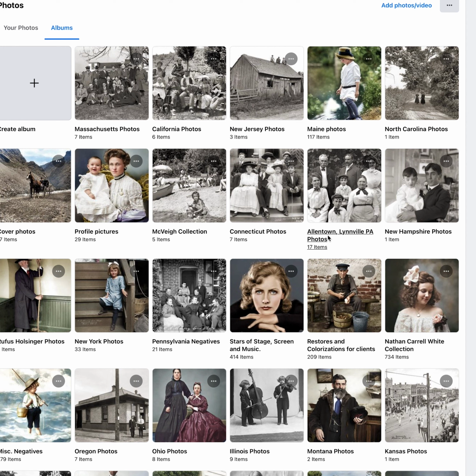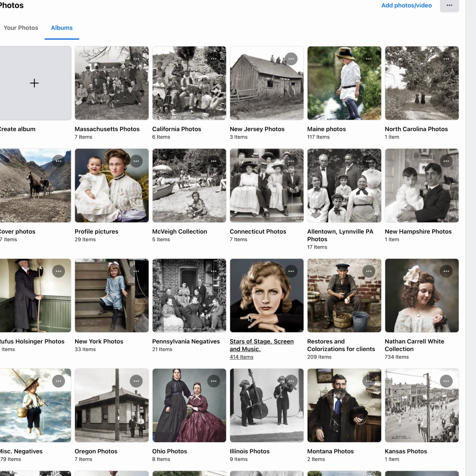This is where I have to clean up, and so all these 17 photographs have to be moved to the Pennsylvania album. I just haven't done that yet. But this is what I was talking about from the beginning. I got in a collection of photographs from Allentown, Linville, PA, and I just made an album for that instead of an album for Pennsylvania. So those will be moved into the Pennsylvania album. Sometimes it's miscellaneous and it's just not going to fit into a particular album, and that's okay too.